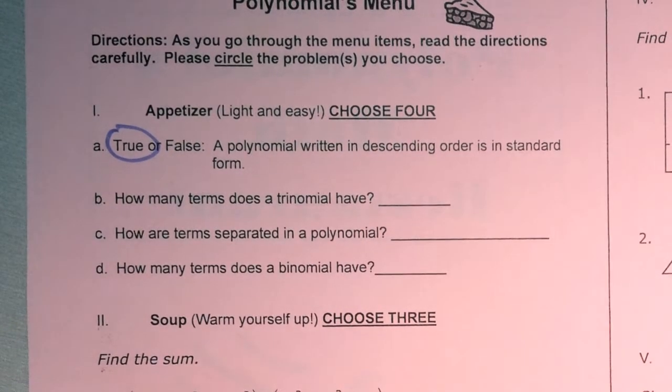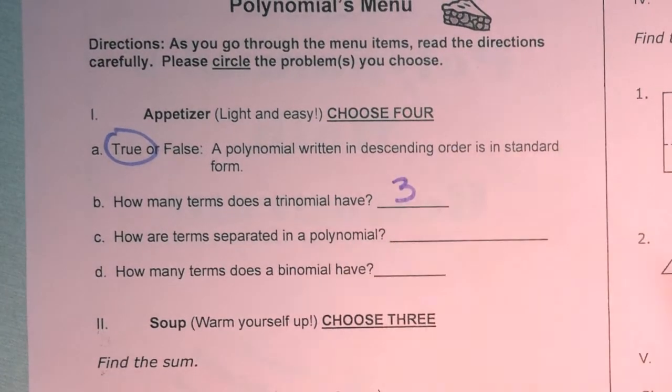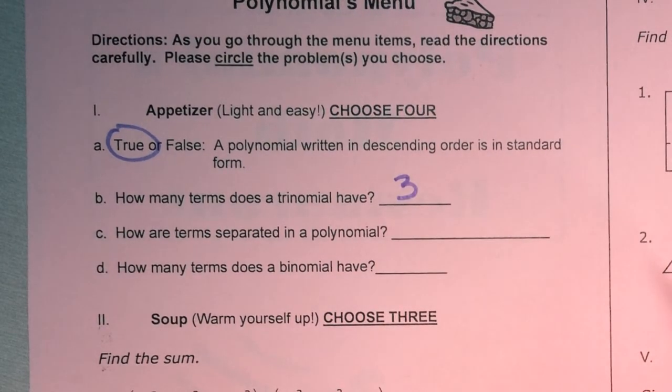How many terms does a trinomial have? 3. How are terms separated in a polynomial? What's between the terms?